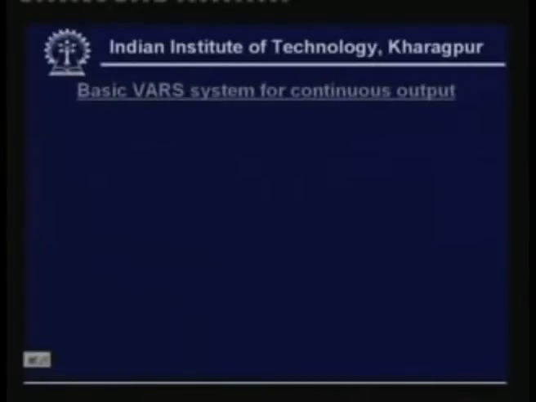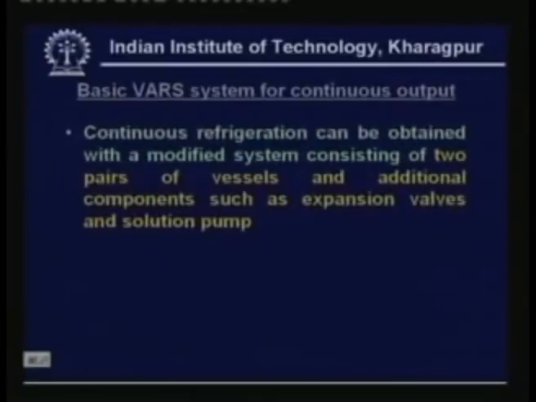So, this brings us to a basic vapor absorption refrigeration system for continuous output. Continuous refrigeration can be obtained with a modified system consisting of two pairs of vessels and additional components such as expansion valves and a solution pump. So, the first thing is two pairs of vessels, that means you will have 4 vessels. In addition to that, you also have to have additional components such as expansion valves and a solution pump.